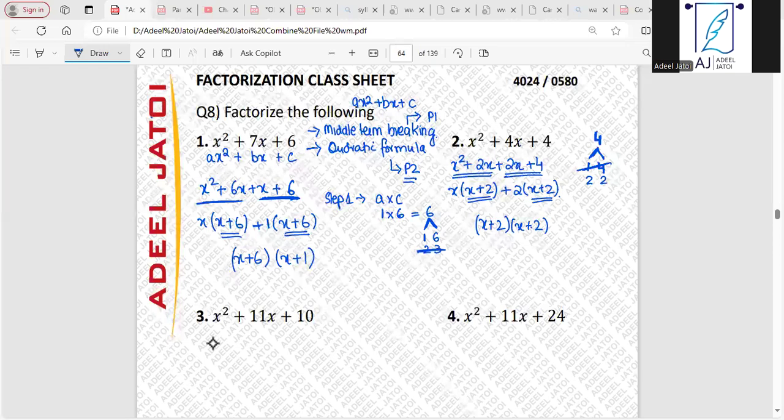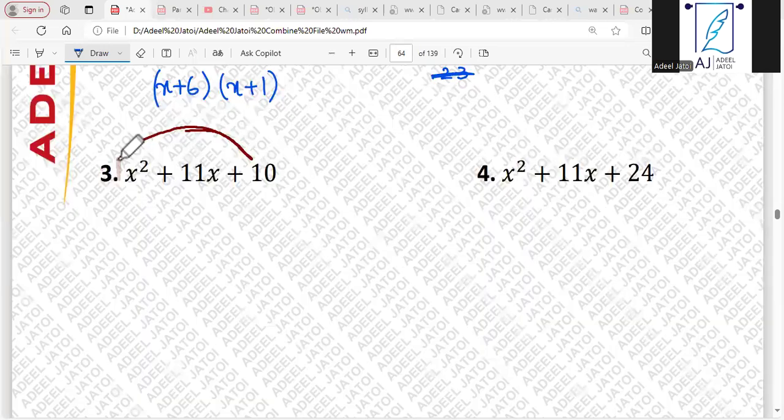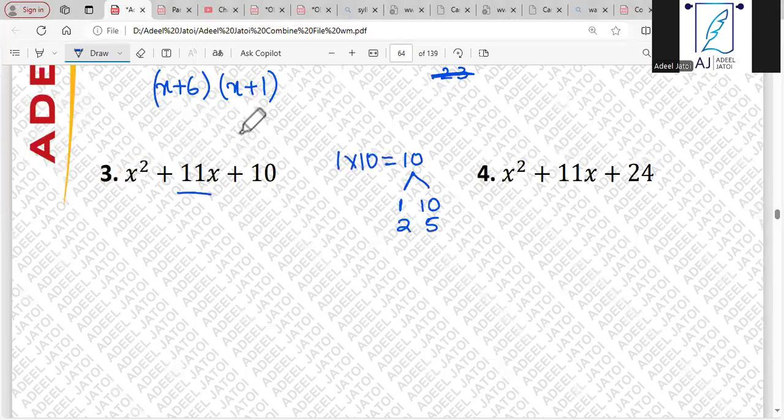Okay, let's attempt part 3. What we see is that we have 1 multiplied by 10 is 10, right? Now factors of 10 are very easy. Factors of 10 are 1 and 10, and 2 and 5. But what do we need? We need 11 in the middle. So which factors will we take, plus or minus, to get 11? 2 plus 5 and 2 minus 5 will not give me 11.